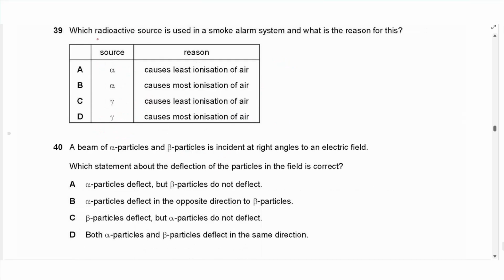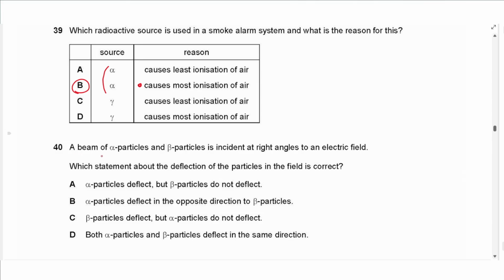Question 39 says, which radioactive source is used in a smoke alarm system and what is the reason for this? Smoke alarms use alpha particles because they have the most ionization power, so they create an electric current in the detector. So the answer is B.